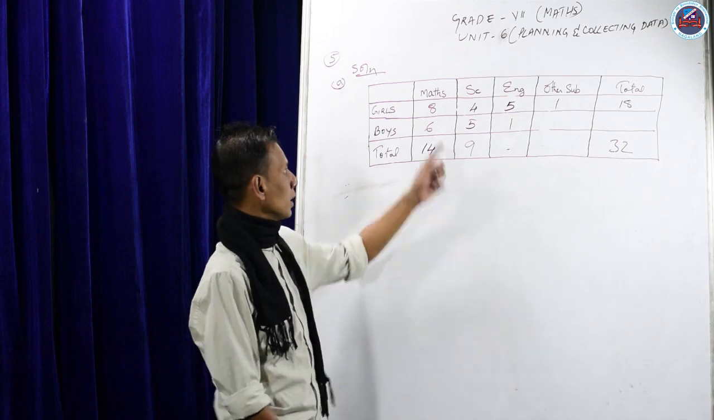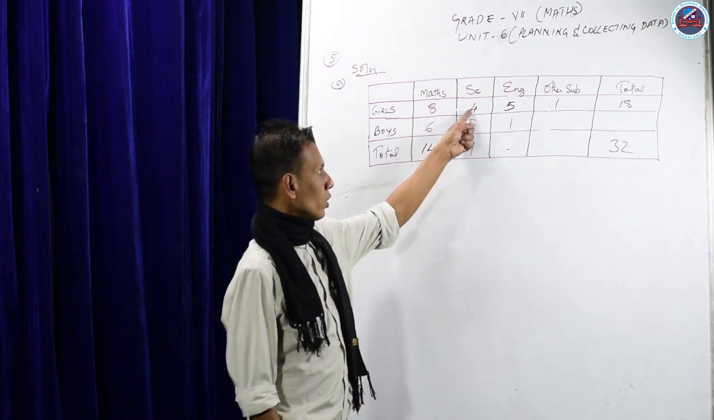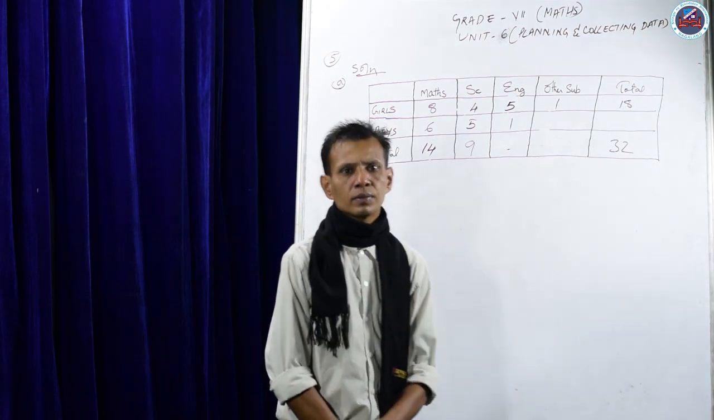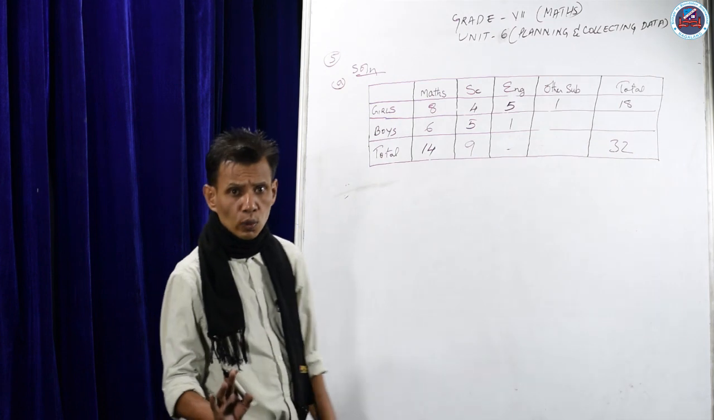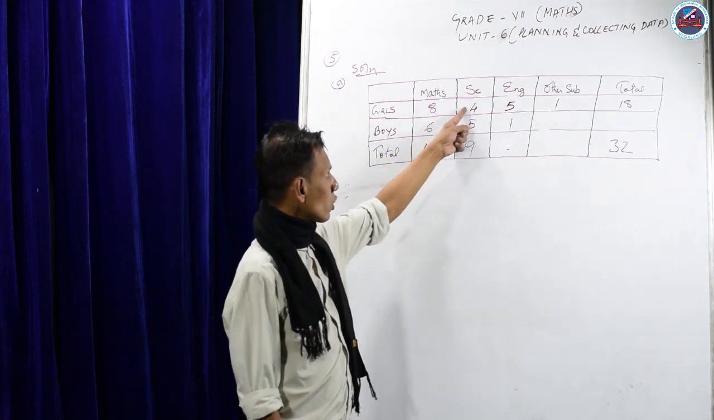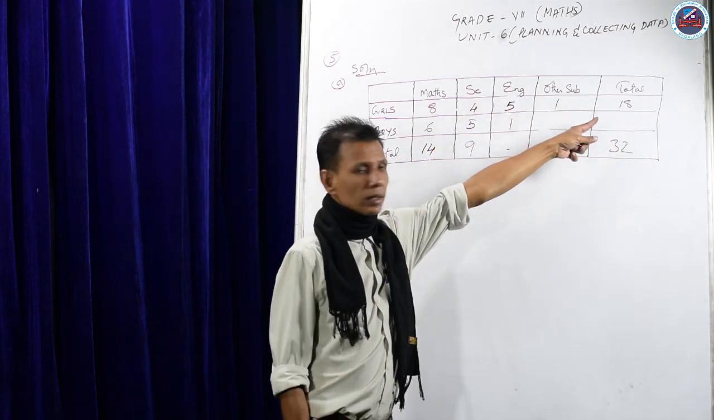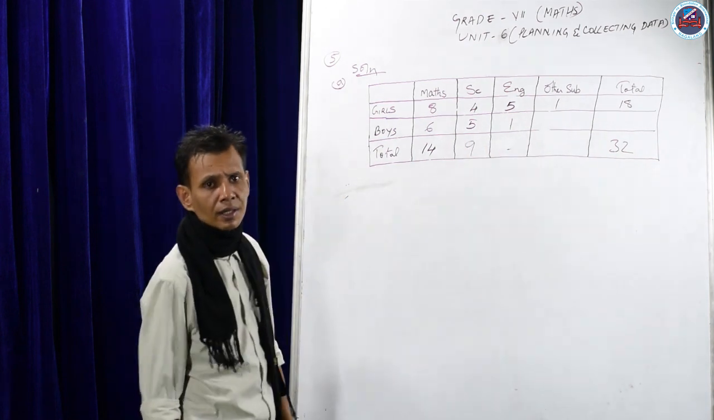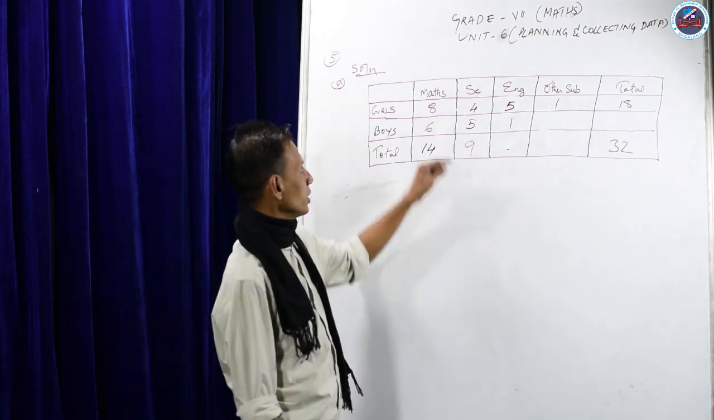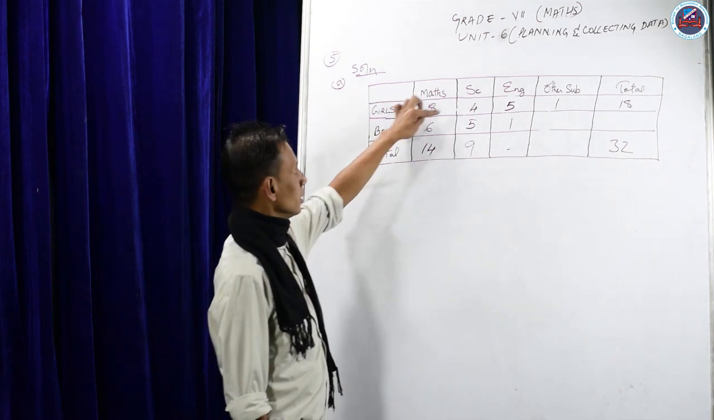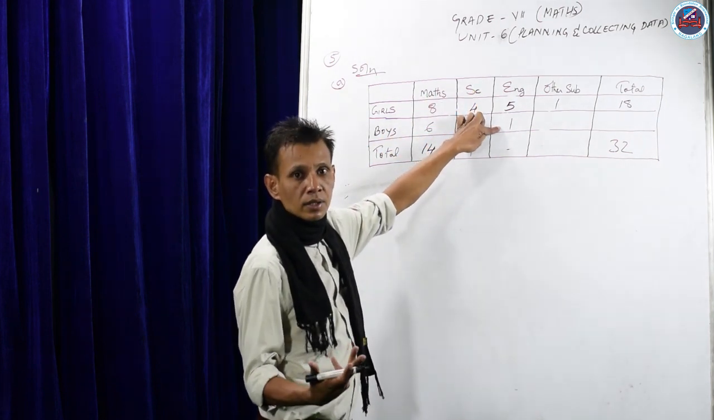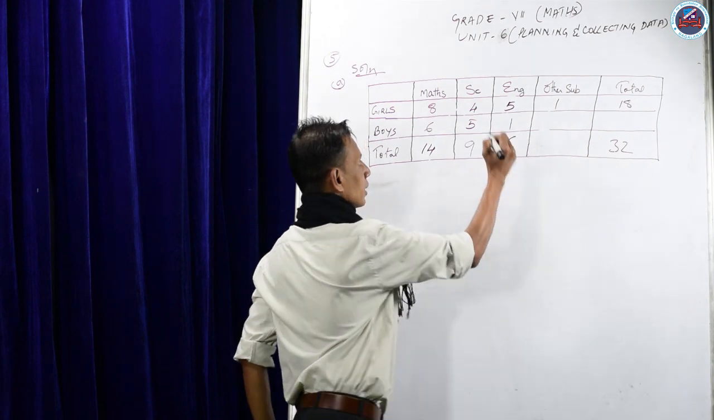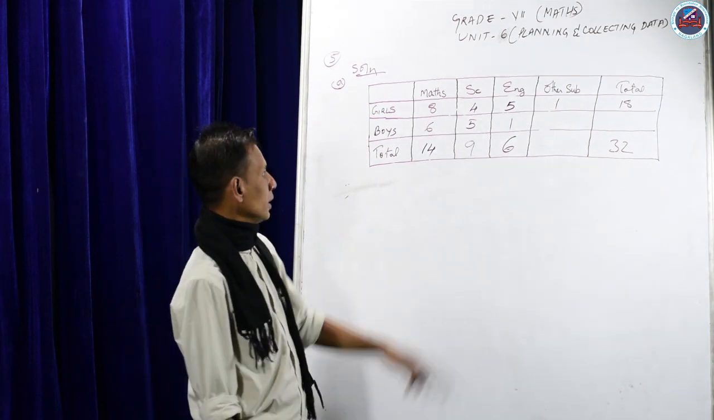Now when you add 8 plus 4 plus 5 plus 1, you will get 18. See, another answer we got. Now very easy. 8 plus 6, 14. 4 plus 5, 9. 5 plus 1, 6. Another answer you got. Now let's see here.